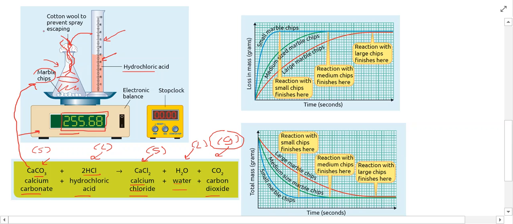So it's going to pass off here and it's going to pass off into the environment around the apparatus. So what's going to happen is we're going to lose mass. The drop in mass, so this number here, is going to drop as the time goes on. This number will keep dropping down. And the reason you're losing mass is because this carbon dioxide is being produced and it's being lost out of the apparatus through the cotton wool.